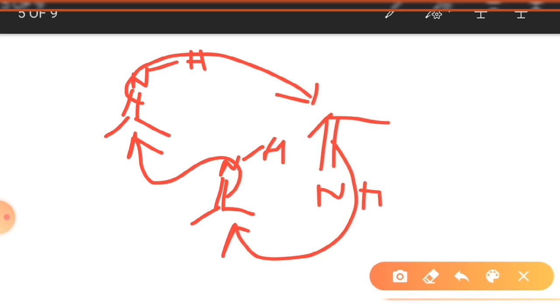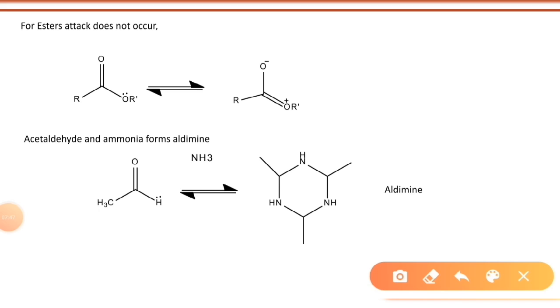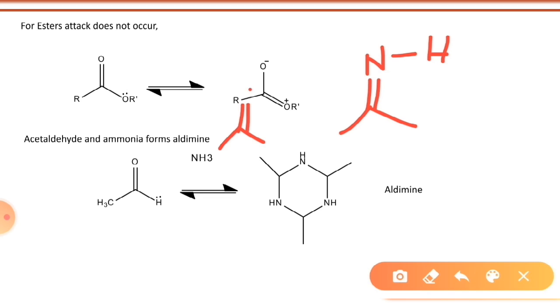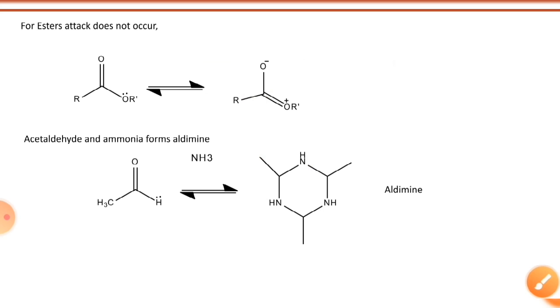This is the reaction pathway, and through that process, through that imine compound, this reaction will occur, and this cyclization occurs and aldehyde forms.